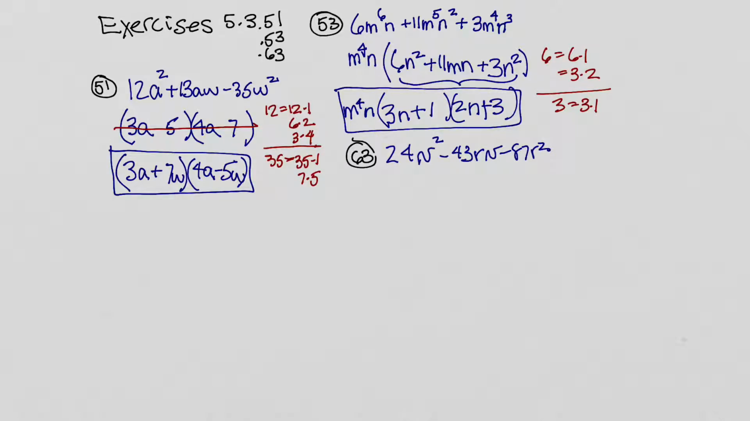Oh boy, all right, let's try this one, number 63. Look at these numbers. We've got 24, 43, and 87. You know, I don't know that there's anything common with these numbers. We could break them down into their prime factors, but I don't feel like doing that. I'm going to go ahead and guess that there's nothing common here. If there is, it'll show up as we break these down. So I'm going to write my two sets of parentheses here.